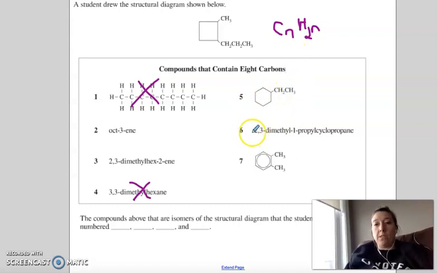Okay, look at number 6. It's 2,3-dimethyl-1-propyl cyclopropane. So it's cyclic and it's an ene. It could also work. So we go to number 7.